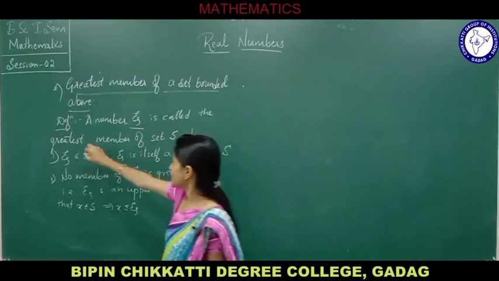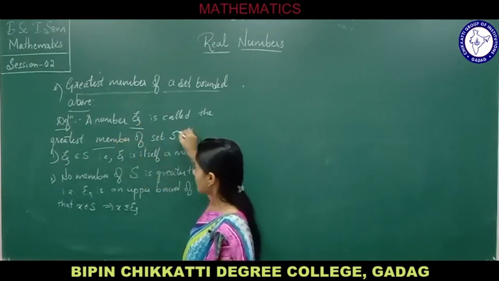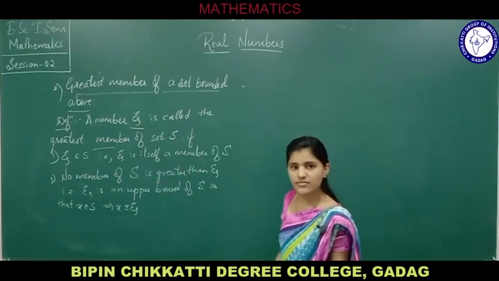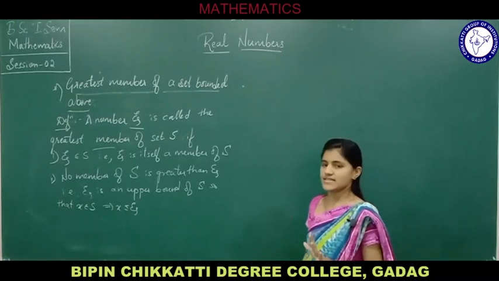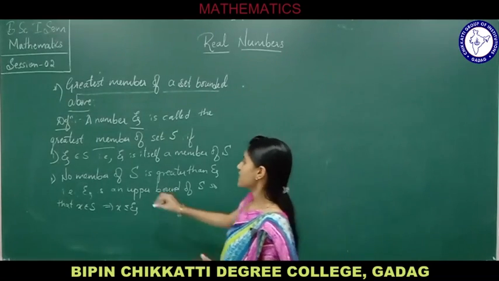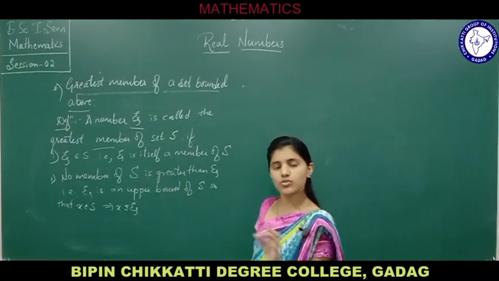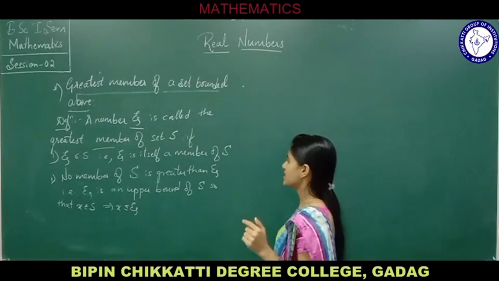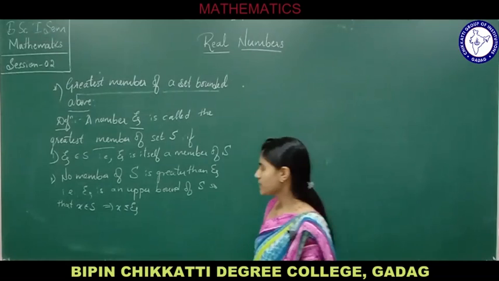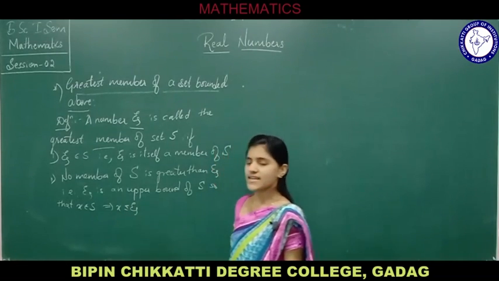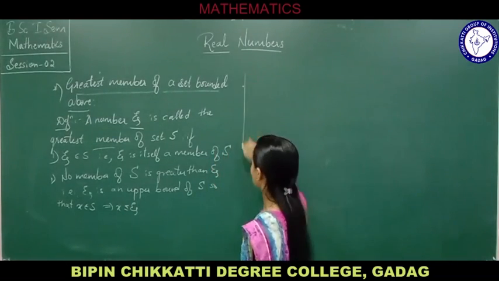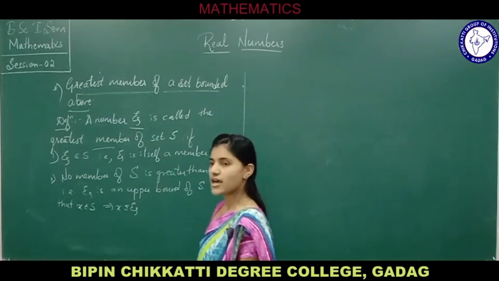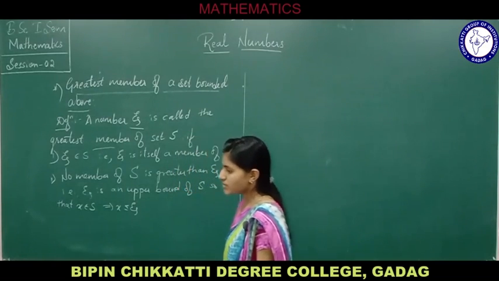When can we say a number epsilon is the greatest member of the set? If epsilon belongs to S, meaning epsilon itself should be a member of S. And the second one is that no member of S should be greater than epsilon. That is, epsilon is the upper bound of S, so that x belongs to S implies x is less than or equal to epsilon. This is about the greatest member of a set bounded above. What about the other one?